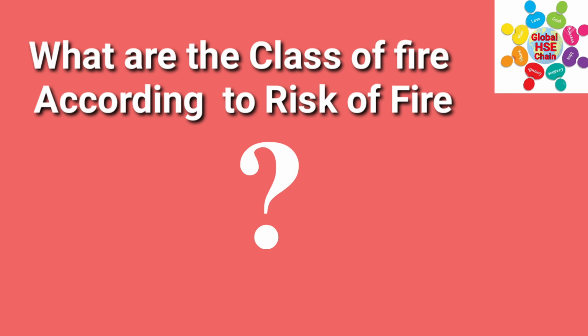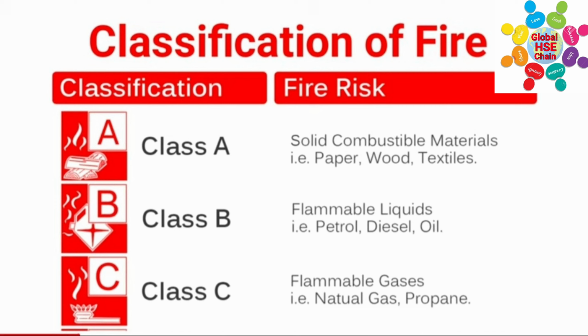What are the classes of fire according to risk of fire? Class A fire is solid combustible materials, for example paper, wood, textiles. Class B fire is flammable liquids, for example petrol, diesel, oil. Class C fire is flammable gases, for example natural gas or propane.